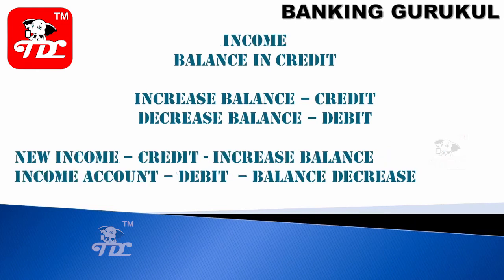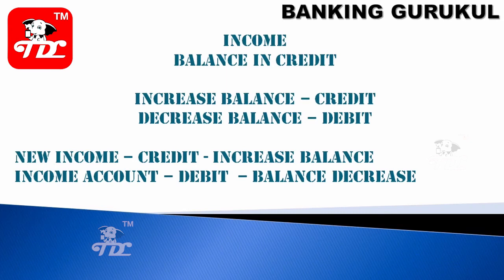Same thing for income. The balance will always be in credit. To increase the income balance, you credit the account. To decrease the balance, you debit the account. When you receive new income from the customer, maybe annual maintenance charges or anything, you will credit the income account and automatically the balance will be increased. If you debit the income account, the balance will be decreased.